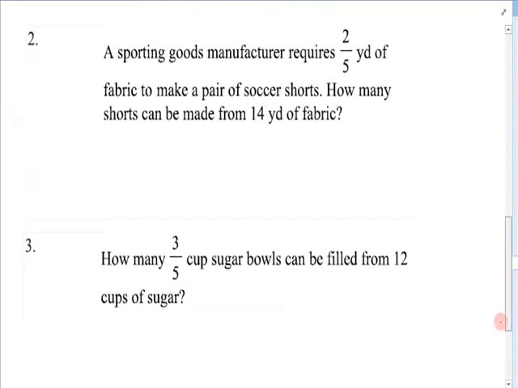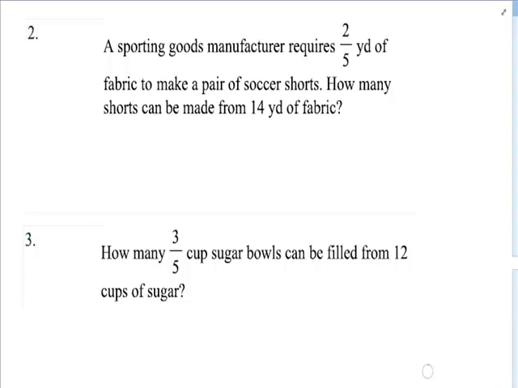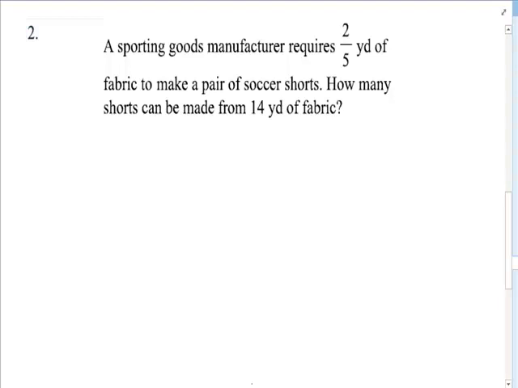All right, let's look at another one. The next one says, a sporting goods manufacturer requires 2/5 of a yard of fabric to make a pair of soccer shorts. How many shorts can be made of 14 yards of fabric? This is another case of how many of these 2/5 of a yard pieces can you get out of 14? When you have a concept like that, it is division.